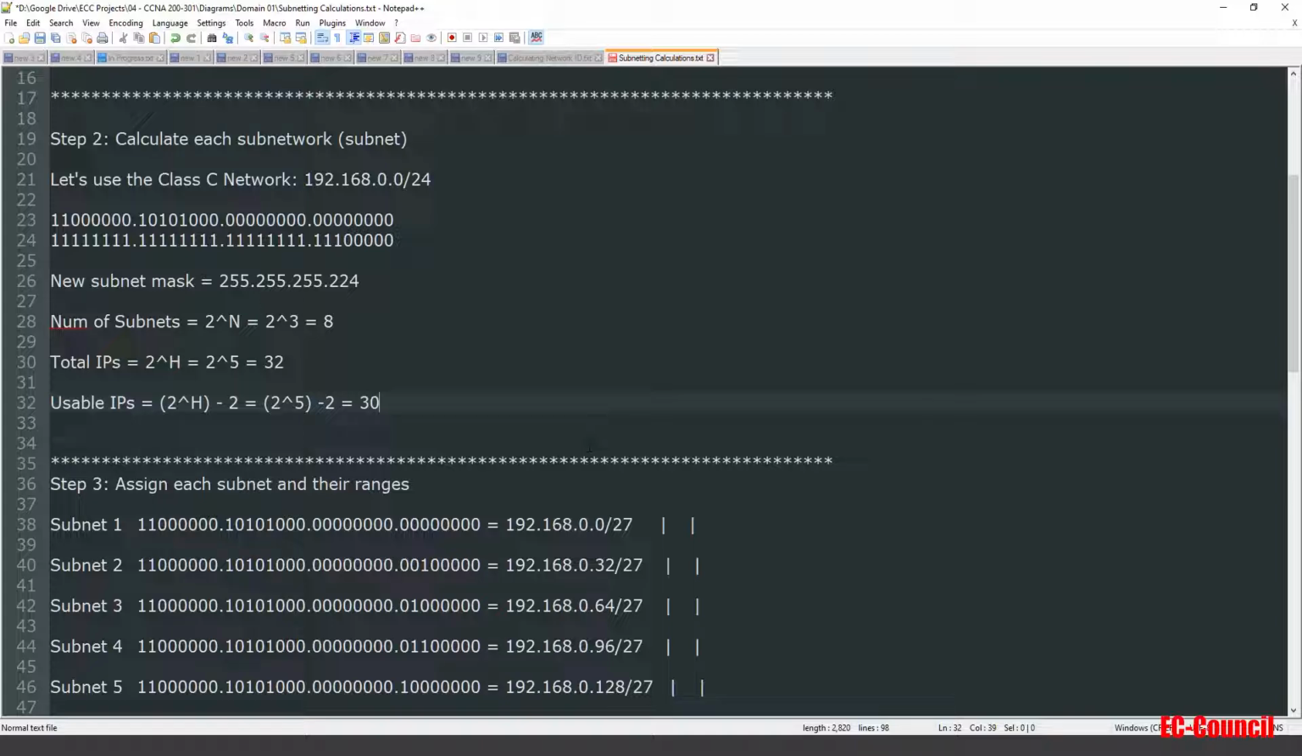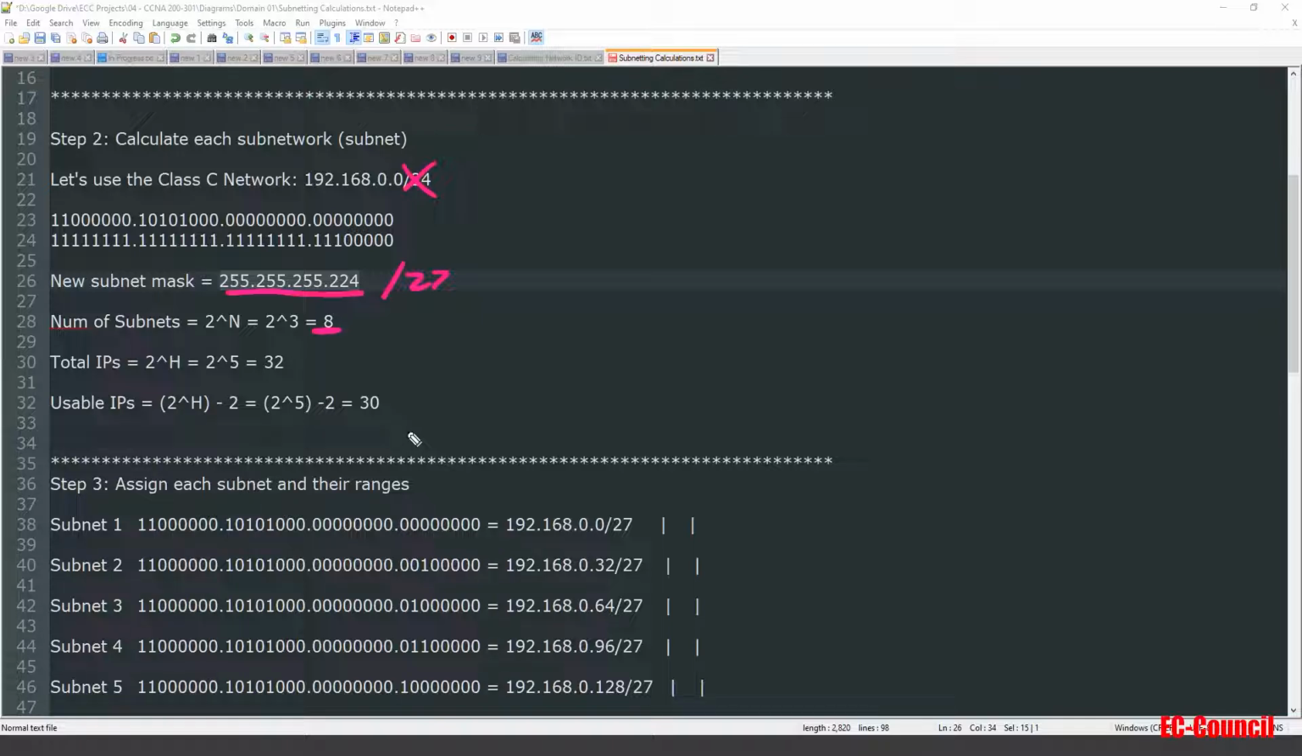Now let's take a look at actually creating the different possibilities in step 3. So now we already have our subnet mask, and this new subnet mask will now be used for the 8 new networks that we are about to create. So keep in mind that this /24 no longer exists. This new subnet mask, which is a /27, will be used for these 8 networks that we are creating.